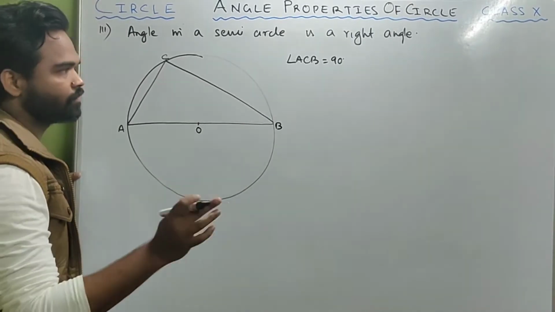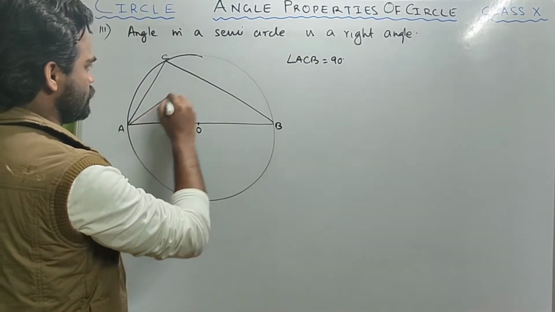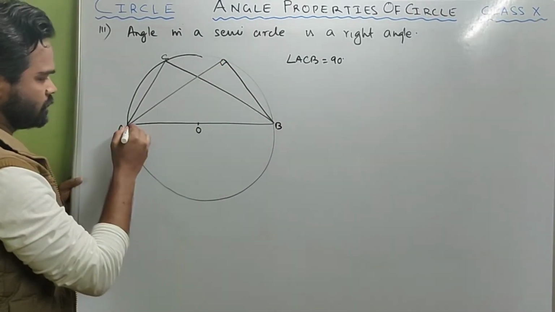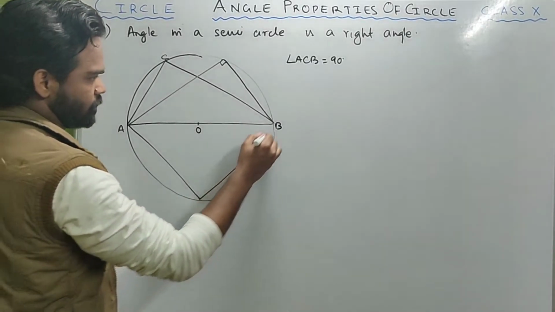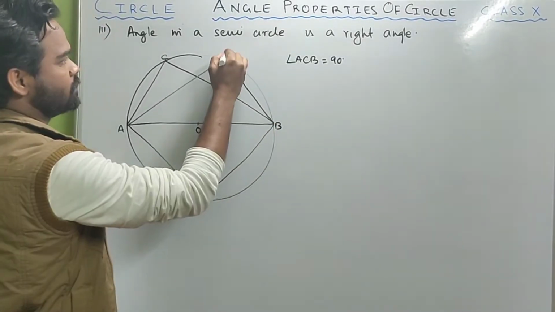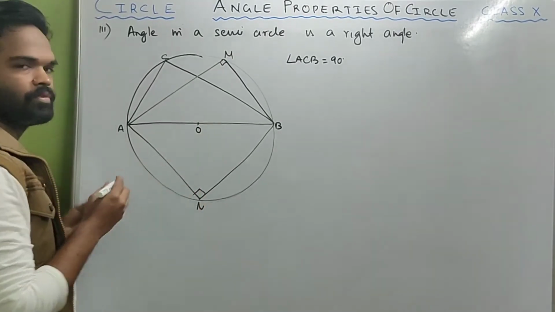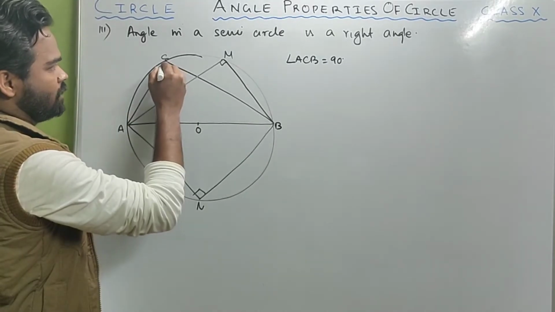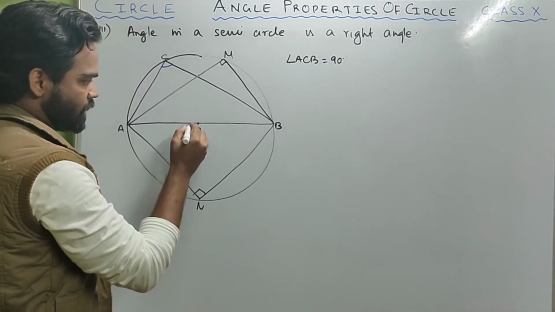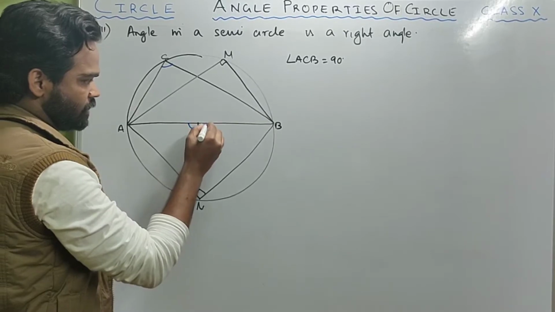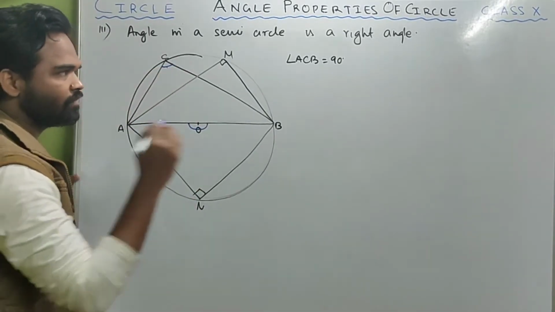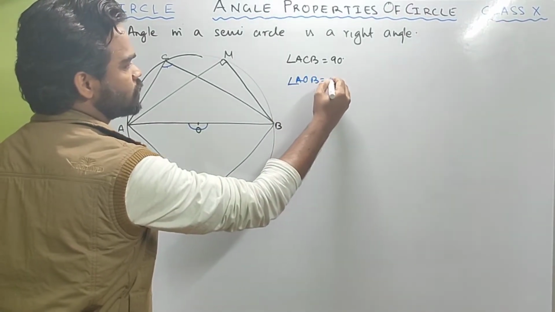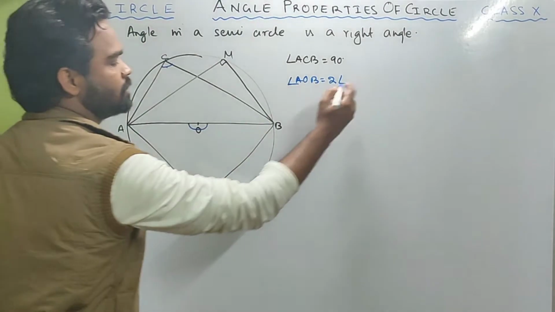How can you prove this? Very easy. Any point, if you draw here also, this angle again is 90 degrees. If you draw here, again this angle is 90 degrees. Now how do you prove this? Very easy. Look, the first theorem which we did: angle at the center is twice the angle at circumference. So we can say angle AOB is twice angle ACB.